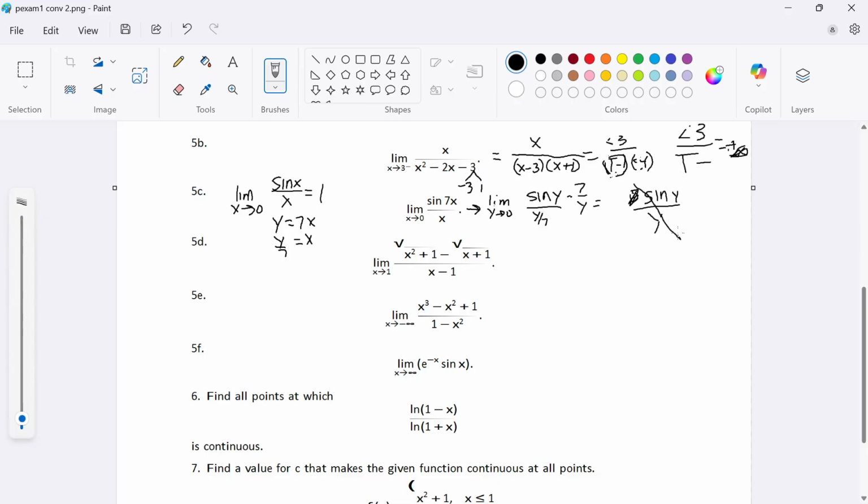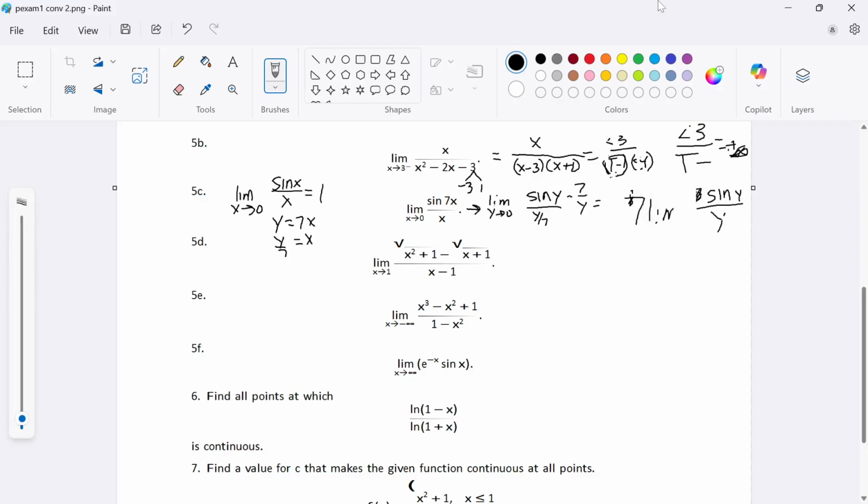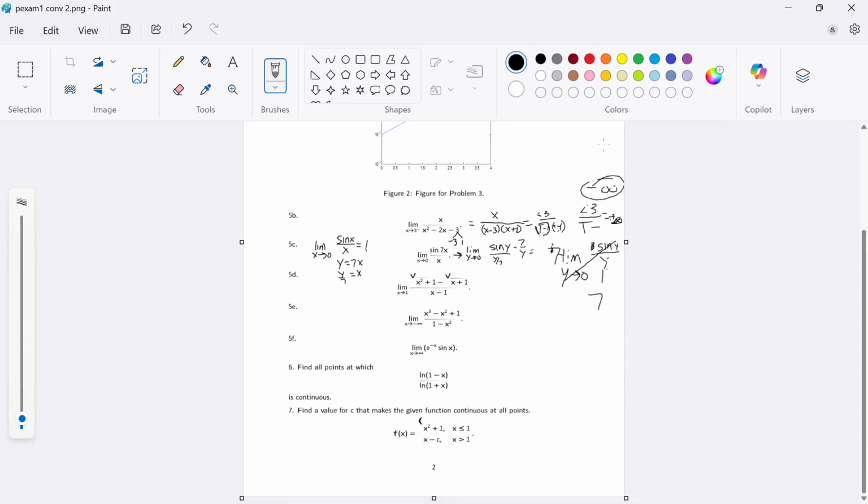I want to make sure I'm using all the right letters here. I'll move that one way over. So it's 7 times the limit. Remember, x is now y, as y approaches 0. Well, the limit as some letter approaches 0 of sine of that letter over the letter is 1. So the limit as y approaches 0 of sine y over y is 1. This is 1. 7 times 1 is 7. Got it.